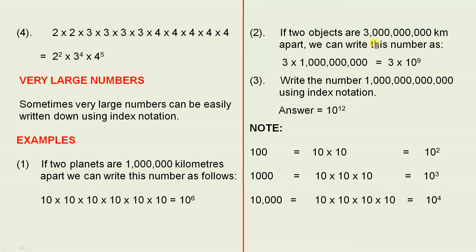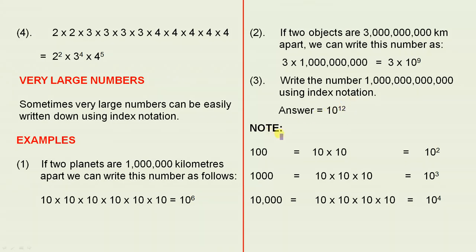If two objects are 3 billion kilometers apart, we can write this number as 3 times 1 billion, which is 3 times 10 to the ninth. And we write this number here using index notation. The answer is 10 to the power of 12.